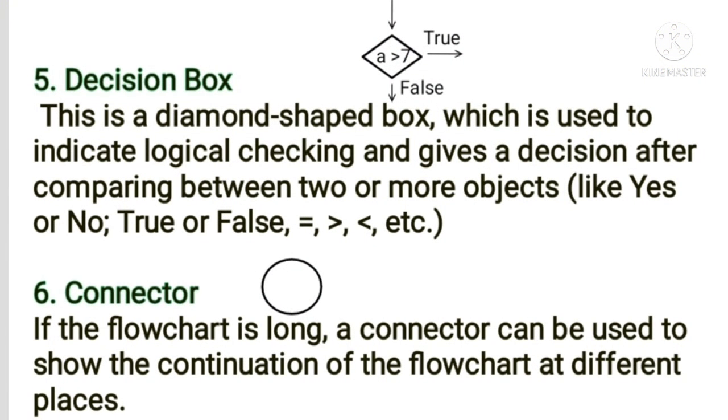The fifth symbol is decision box. This is a diamond-shaped box which is used to indicate logical checking and gives a decision after comparing between two or more objects like yes or no, true or false, equal to, greater than, smaller than, etc. Sixth one, connector. If the flow chart is long, a connector can be used to show the continuation of the flow chart at different places.